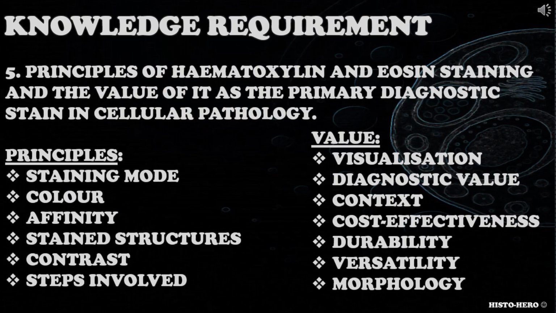The fifth knowledge requirement is for you to know principles of hematoxylin and EOSIN staining and the value of it as the primary diagnostic stain in cellular pathology. What is the principle of H&E staining? Consider staining mode, color, affinity, stain structures, contrast, and steps involved. What is the value of H&E staining as a primary diagnostic stain? Consider clear visualization, providing diagnostic foundation, context for further staining and baseline for advanced staining, cost-effectiveness, durability, versatility, providing detailed morphology, efficiency, and so on.